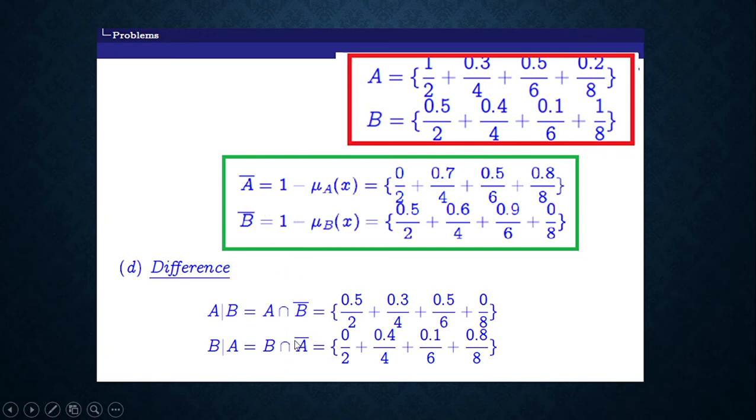It is an intersection operation, so you have to take the minimum of the resultant values. The minimum of 0.5 and 1, for element 2, is 0.5. For element 4, the minimum of 0.3 and 0.6 is 0.3. For element 6, the minimum of 0.5 and 0.5 is 0.5 itself. And for element 8, 0.2 and 0.8, it is 0.2 itself.